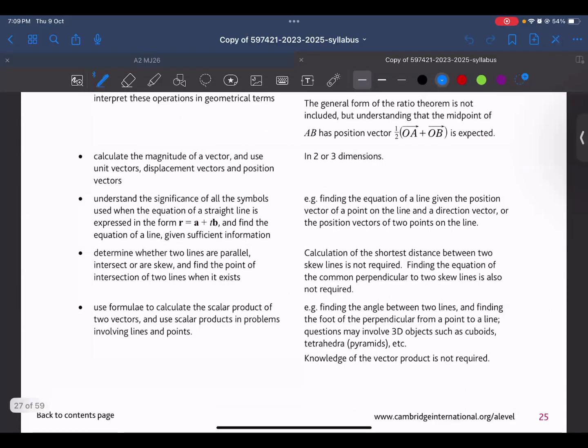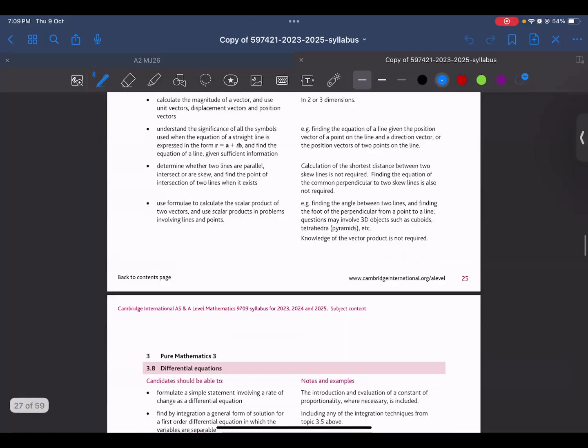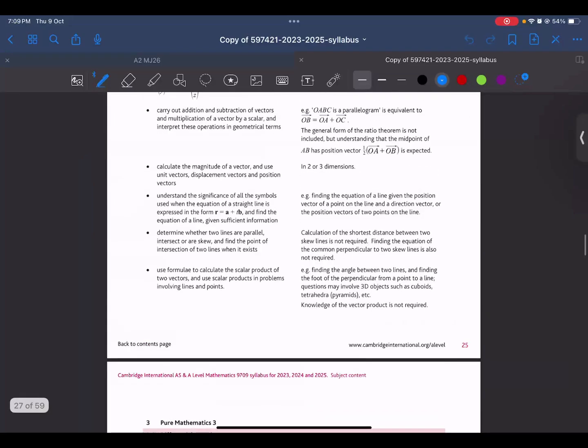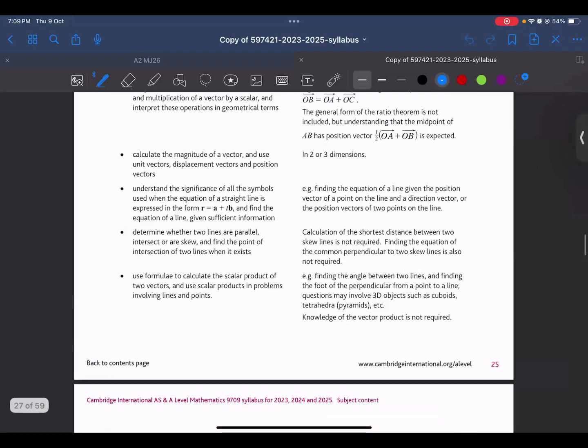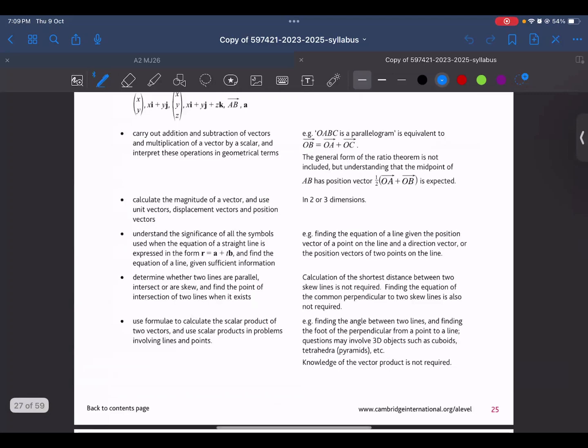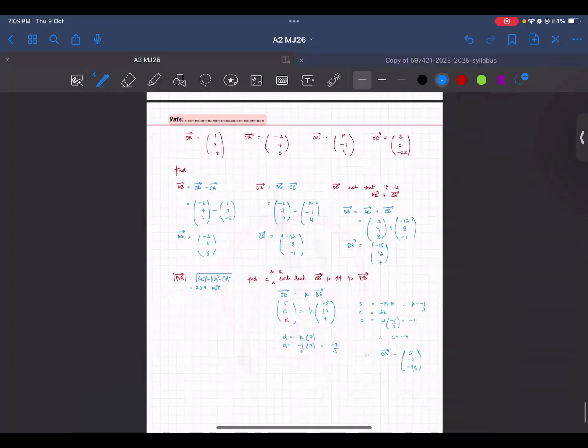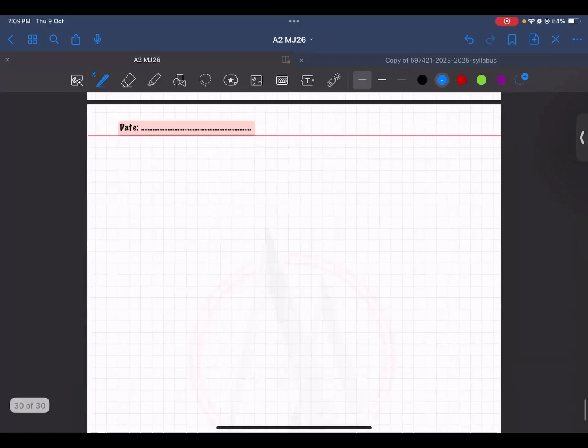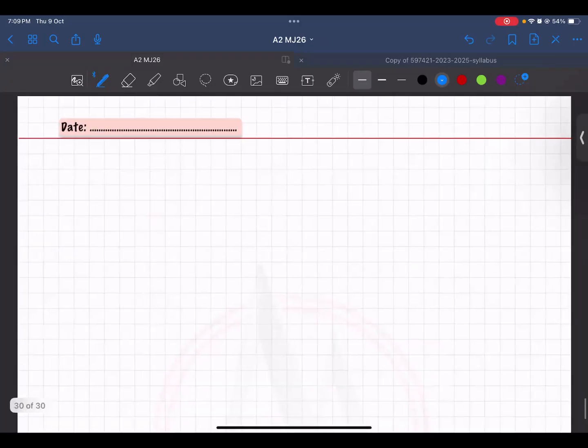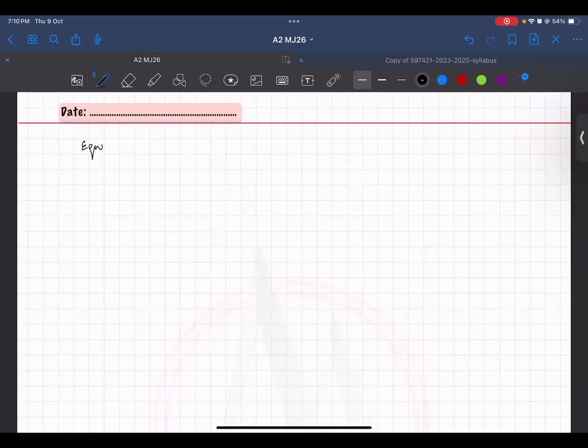Angle between two vectors. Scalar product. Maybe we'll do the equation of a 3D line today, not the complete thing. Equation of a 3D line.